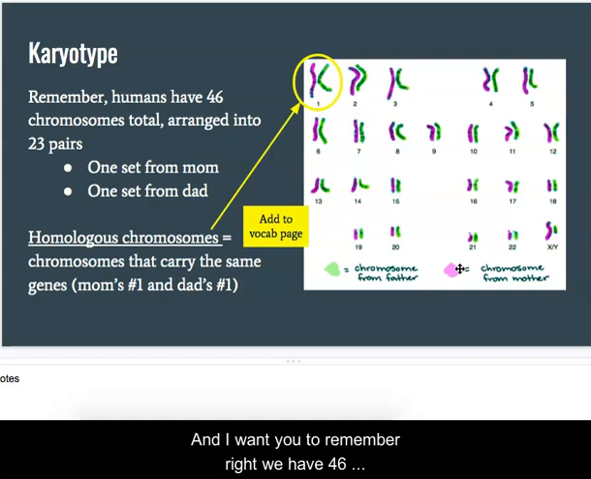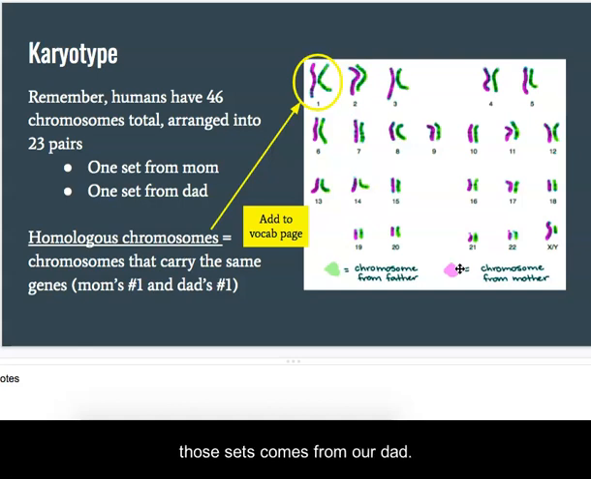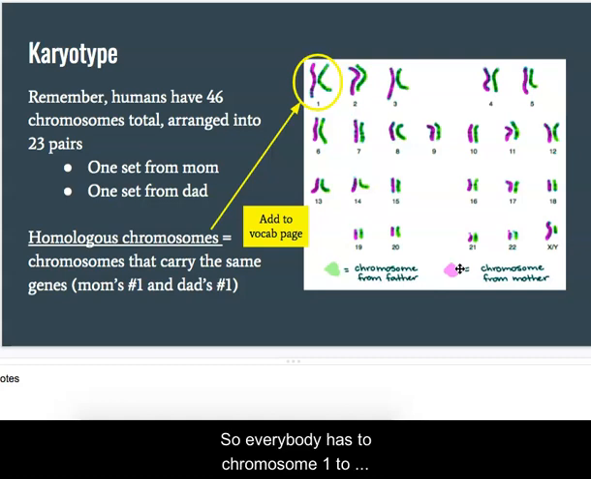And I want you to remember, we have 46 chromosomes arranged in 23 pairs. One of each of those sets comes from our mom, and the other from each of those sets comes from our dad. So everybody has 2 chromosome 1s, 2 chromosome 2s, 2 chromosome 3s, and so on and so forth.